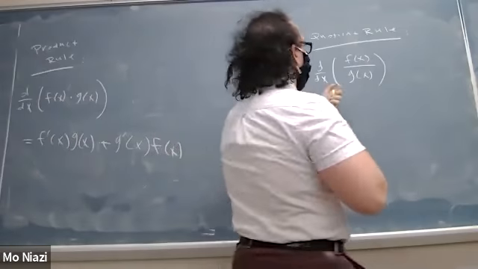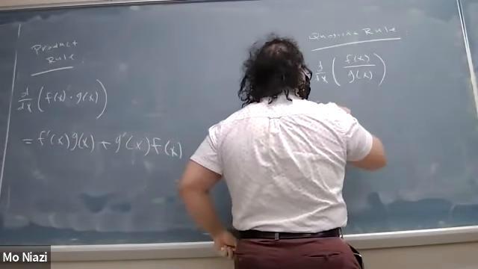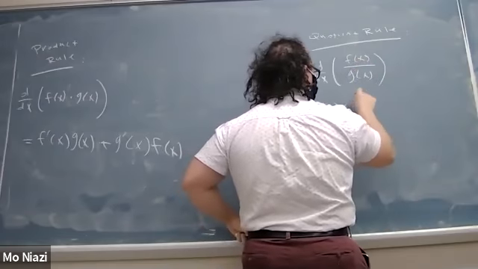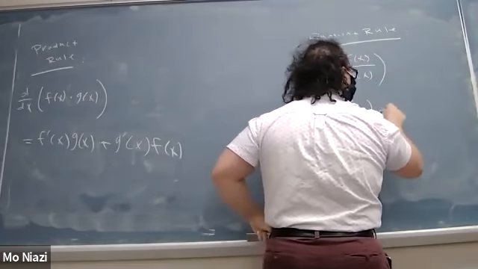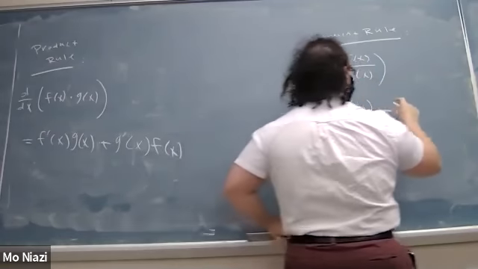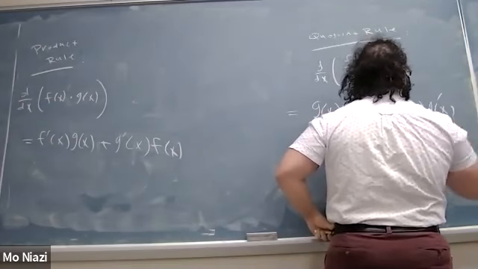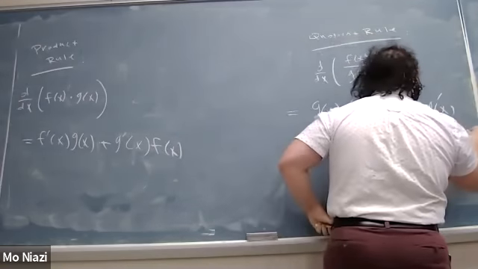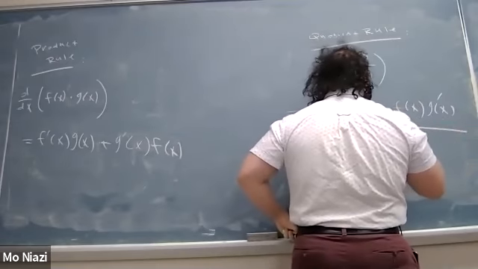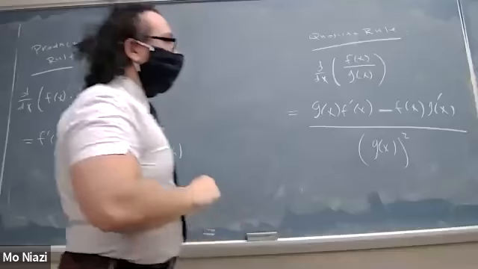The quotient rule is like so. You take the bottom times the derivative of the top, minus the top times the derivative of the bottom, divided by the bottom squared.